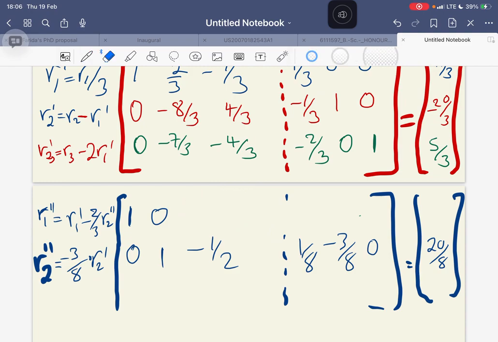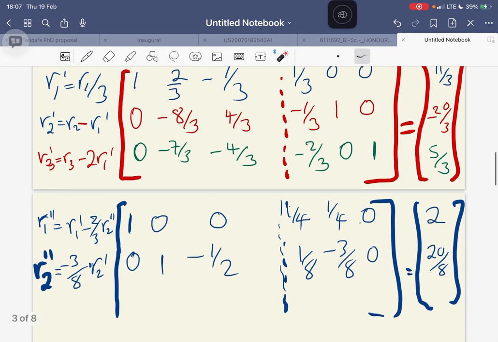Here is going to be 0. We have 0 here. So we do the same thing to this term, and we will end up with 1 over 4. Doing the same thing here is 1 over 4, and here is going to be 0, and here is going to give us 2. We get this 2 from 11 over 3 minus 2 over 3 times 20.